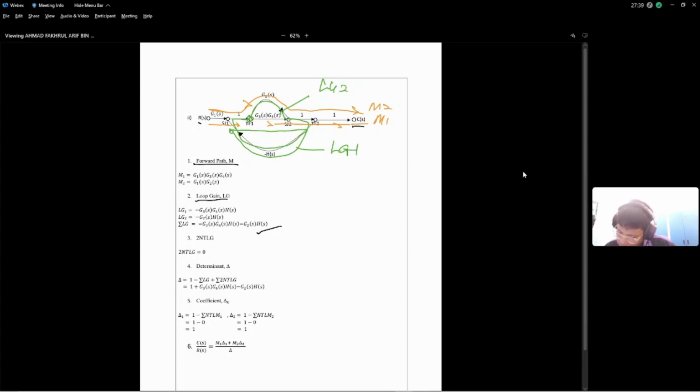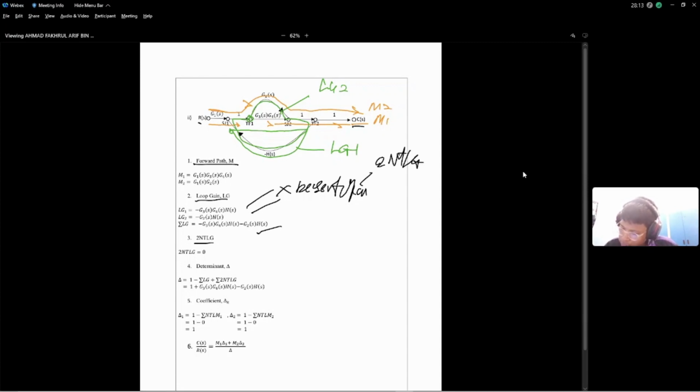And then to non-touching loop gain. So in this signal flow graph, we cannot find the two non-touching loop gain. Because the two non-touching loop gain is jika ada satu loop gain 1 dan loop gain 2 yang tak bersentuhan. Itu dipanggil two non-touching loop gain. If ada 2 loop gain yang tak bersentuhan.